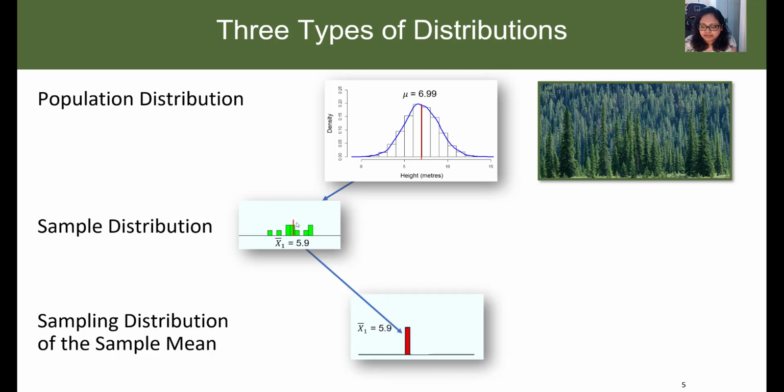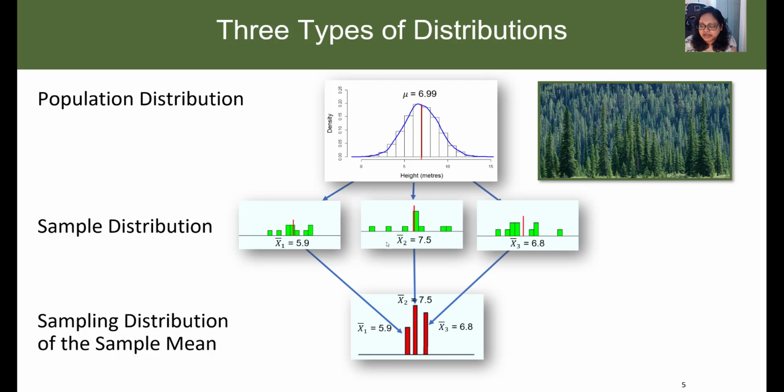Then I took the mean I found, separated it, and saved it here. Then I did the same thing again: I took 7 trees, randomly chose that sample, found the mean of those sample trees, and saved their means. What I'm trying to do here is collect the means of those samples and see whether I can create a distribution from there. So this is where we have the sampling distribution.